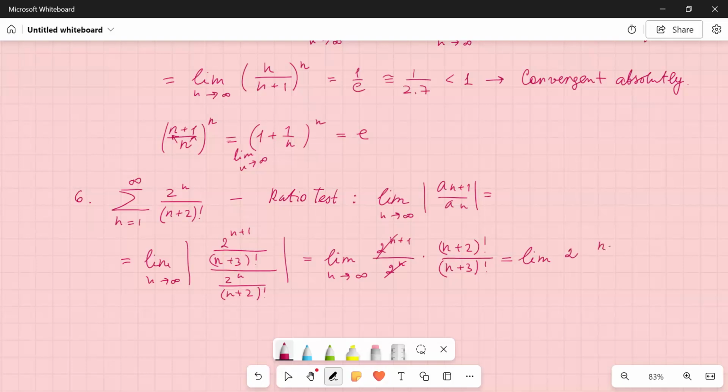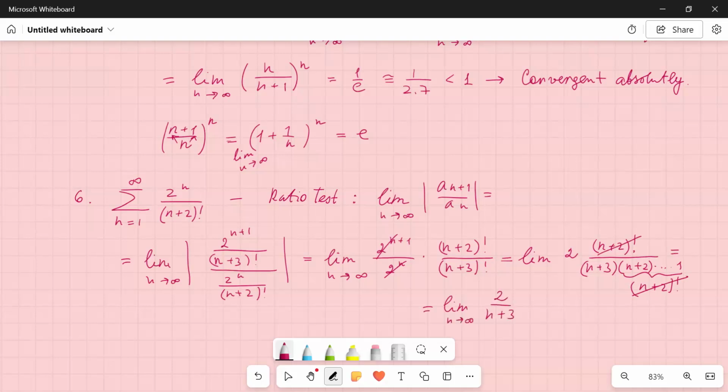Here, guys, we remember that factorial is the product of all numbers from n plus 2 down to 1. N plus 3 factorial is going to be the product of all numbers from n plus 3 down to 1, which is going to be n plus 3, n plus 2, and so on to 1. And this is actually n plus 2 factorial. And we are going to cancel it. And the leftover is going to be 2 over n plus 3.